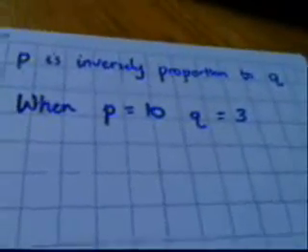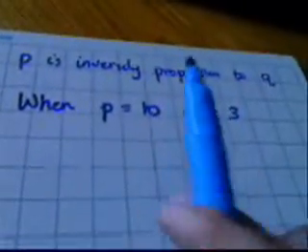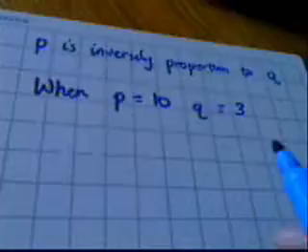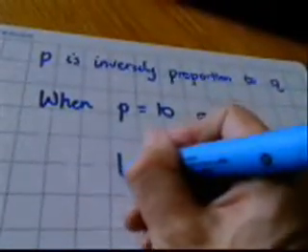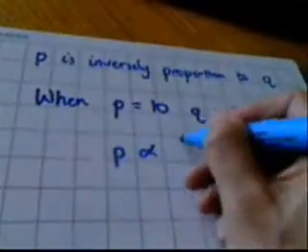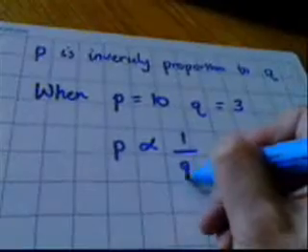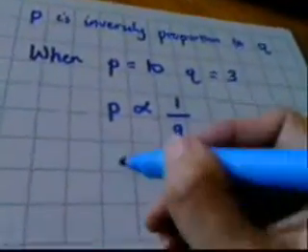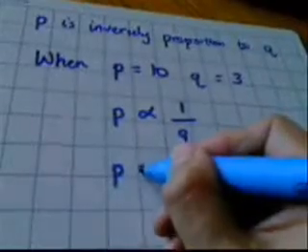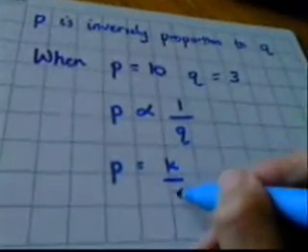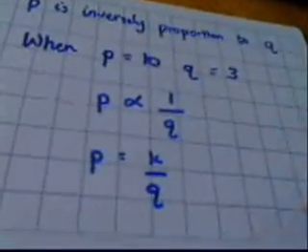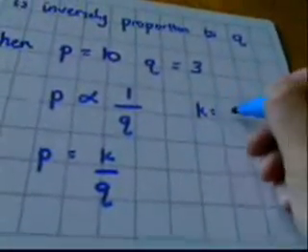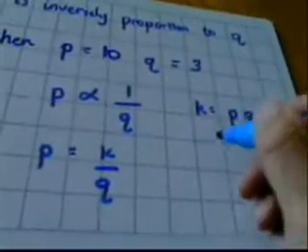Moving on, we're now going to look at how we can change the words into an equation that links together P, which is inversely proportional to Q. So our starting point is to say that P is proportional to 1 over Q, i.e. it's inversely proportional to Q. We can then say that P is equal to a constant divided by Q. Rearranging that then says that the constant K is equal to P times Q.